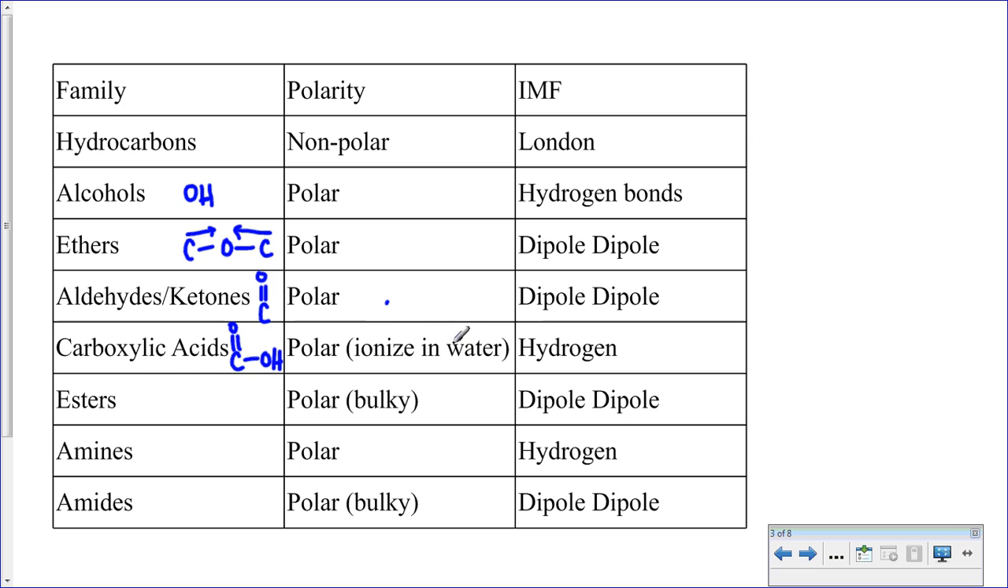Now, this comment here about them being able to ionize in water, we'll discuss a little bit later when we discuss the solubility of carboxylic acids. Ionize simply means breaks up into ions.